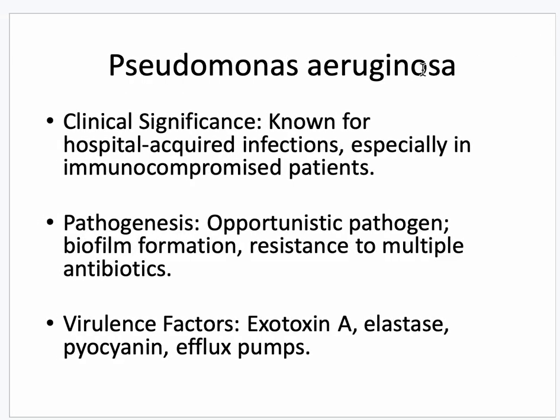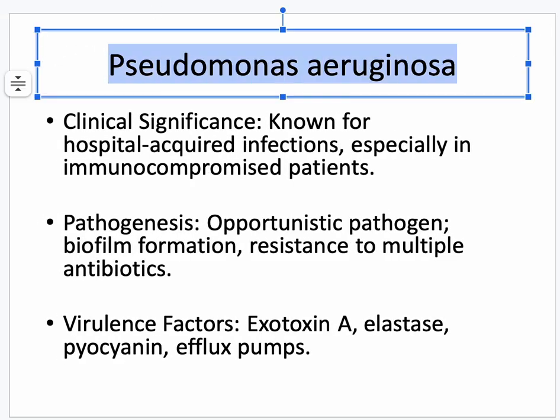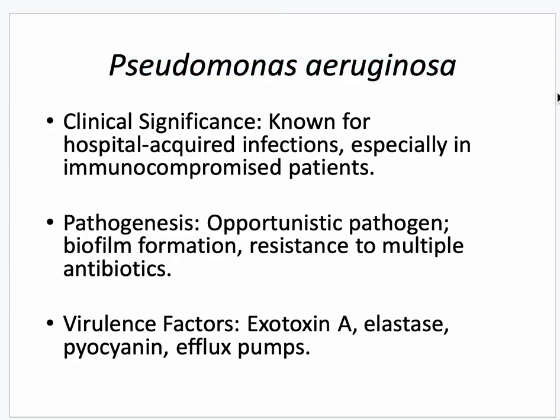Okay, so this is part 2. First, we are going to discuss Pseudomonas aeruginosa. This is known for being a hospital-acquired infection, especially in immunocompromised patients. So, what's immunocompromised naman, no? They are an opportunistic pathogen due to biofilm formation and resistance to multiple antibiotics.